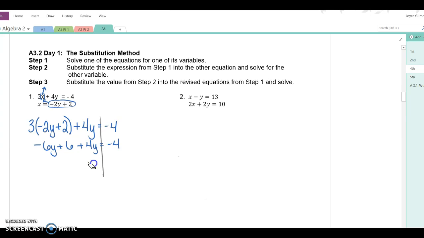So we're not trying to move that negative 6y. Instead, this is negative 6y and positive 4y on the same side of the equation. Those are like terms. Combine them to negative 2y plus 6 equals negative 4, and then finish solving this equation.